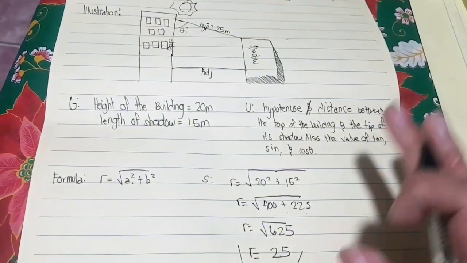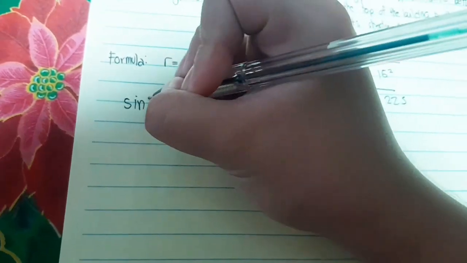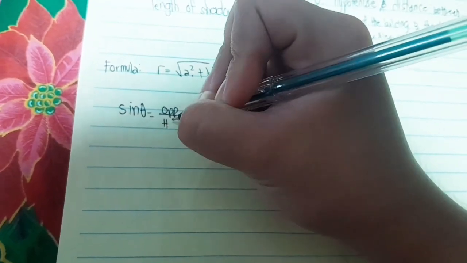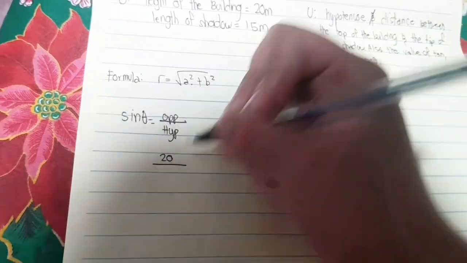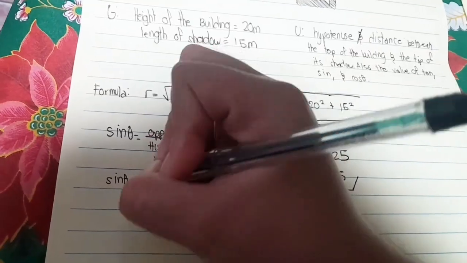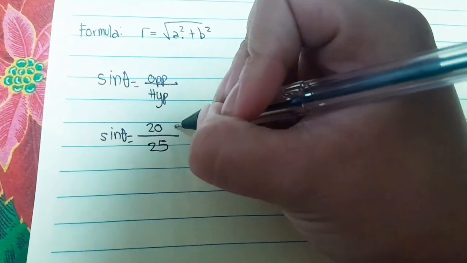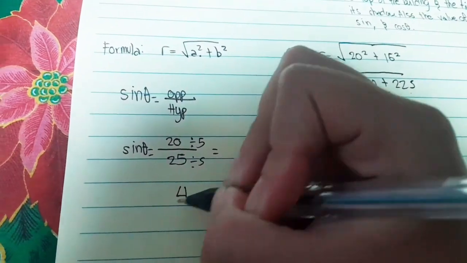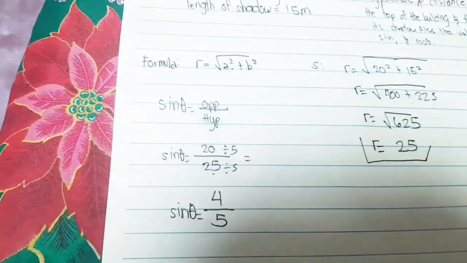So, after we get the value of hypotenuse, we can now find the value of tan, sine, and cos. So, first, hanapin natin si sine. Sine theta is opposite over hypotenuse. Since ang value ng opposite natin is 20 meters, then yung hypotenuse natin is 25. So, 20 over 25 yung nakuha natin. Ngayon, pwede pa natin siya gawing lowest term. Pwede natin sila divide both by 5. So, 20 divided by 5 is 4, and 25 divided by 5 is 5. So, ang value ng sine natin is 4 over 5.